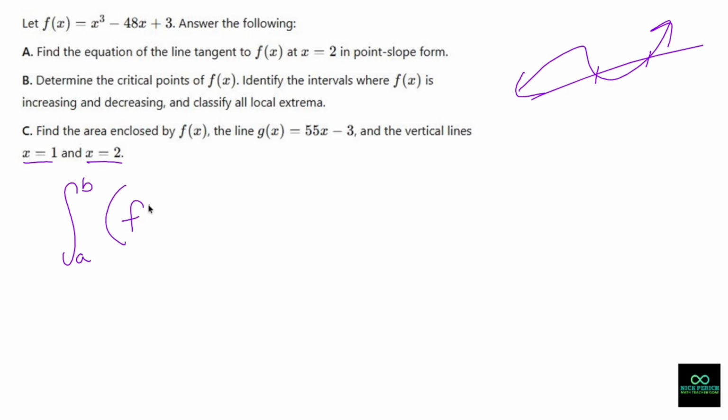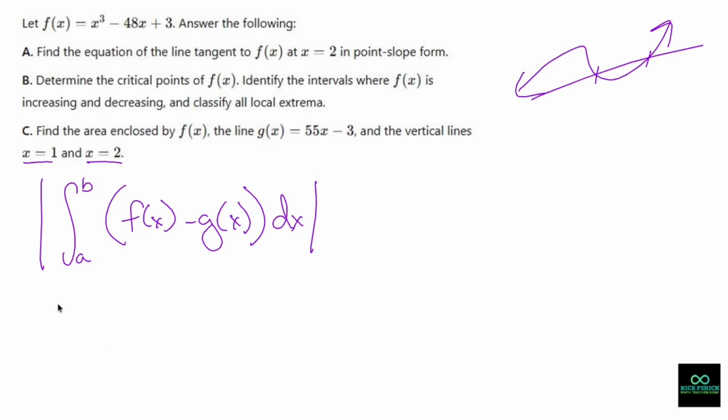You're going to do f of x minus g of x dx. Now, here's the thing. I don't know which one's on top. I don't know which one's on the bottom. According to this picture, it looks like the linear guy is on top, so whatever, who cares? If I get a negative answer, I'm just going to take the absolute value of it, make it positive, and I'm not going to lose sleep.